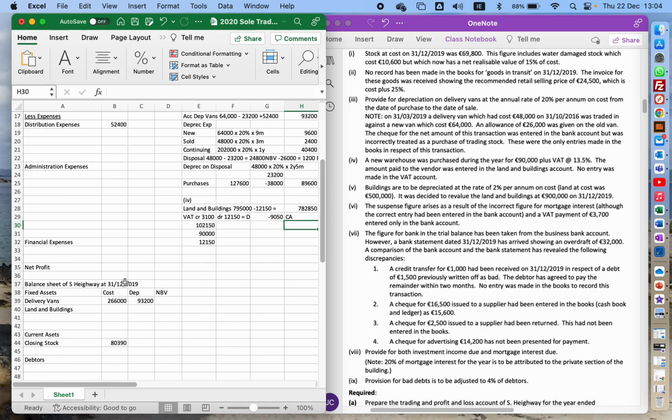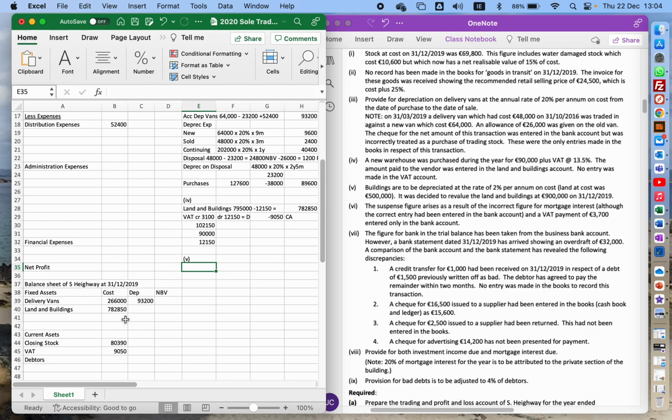So I'm going to reduce my land and buildings. So the new land and buildings figure is that figure there, and VAT, which should be a liability, now is an asset, so I'll put it in my current assets. And it's 9,050. Okay, so that's note number 4. Should be quite straightforward. Note number 5. So note number 5 is buildings to be depreciated at 2% per annum, and then we're going to revalue the buildings. So that means we're going to need to change our land and buildings here.